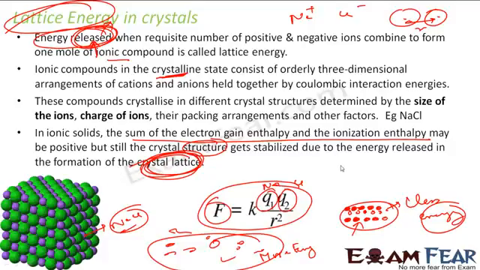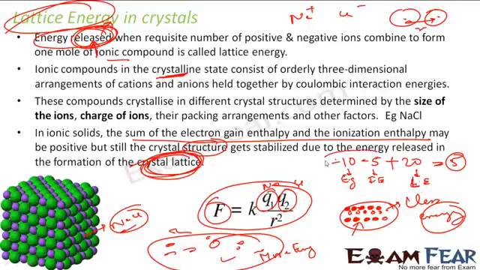See, let's assume that for electron gain enthalpy you need 10 joule energy. For ionization also you need 5 joule energy, let's suppose. But for lattice, the energy release is 20 joules. So overall you are still getting 5 joule energy, right? Because this is lattice energy. This is my electron gain enthalpy, and this is my ionization enthalpy.